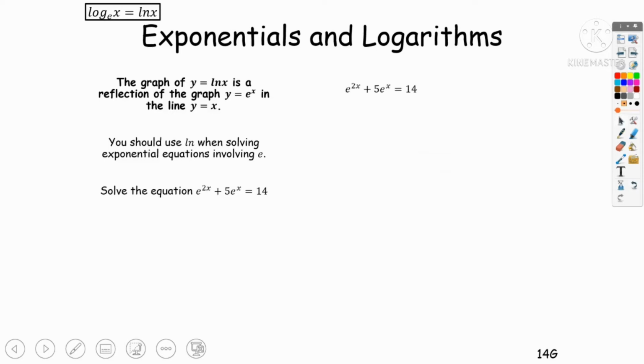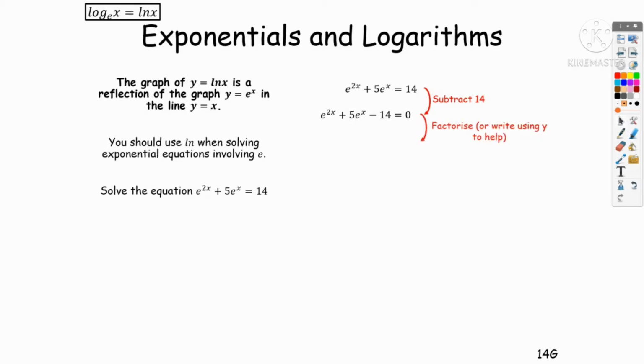Moving on. Solve e to the 2x plus 5e to the x is equal to 14. So I want to subtract 14 from both sides. We've got e to the 2x plus 5e to the x minus 14 equals 0. I want to factorise, or write using y to help. You can use that as well if you want. So say y equals e to the x and make a substitution if you like.